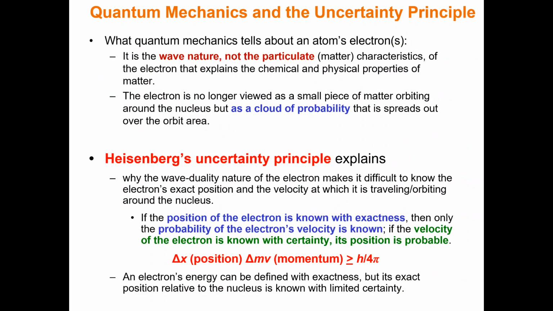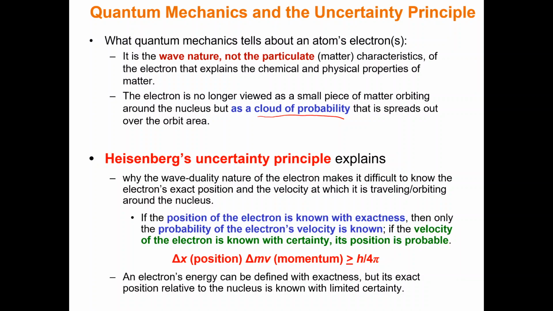So, explaining a little bit more about the Schrödinger equation. What quantum mechanics tells us about an atom's electrons is that it is the wave nature, not the particulate characteristics, of the electron that explains the chemical and physical properties of matter. In other words, we have to look at the wave properties rather than the more matter-type properties to start to explain some of these physical phenomena. The electron is no longer viewed as a small piece of matter orbiting around a nucleus, but a cloud of probability. And where do we get that cloud of probability? We get this from the Schrödinger equation, of course.